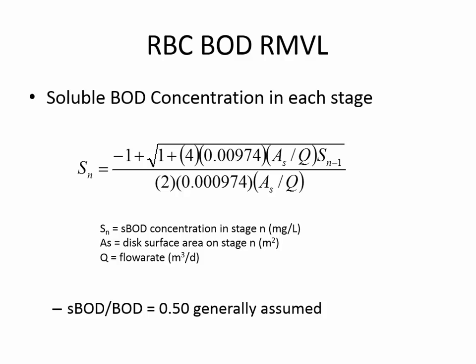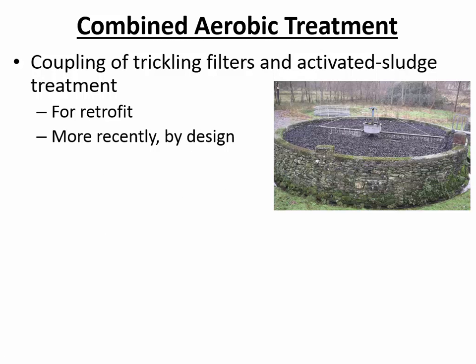This is a design equation that the book presents on how RBCs are sized, and their performance is a function of the surface area of the RBCs. We won't go through and do the calculations, but this is just to give you an idea of what the performance depends on. It depends on how many of the RBCs you've got, the total surface area, and the concentration out of each one of them.